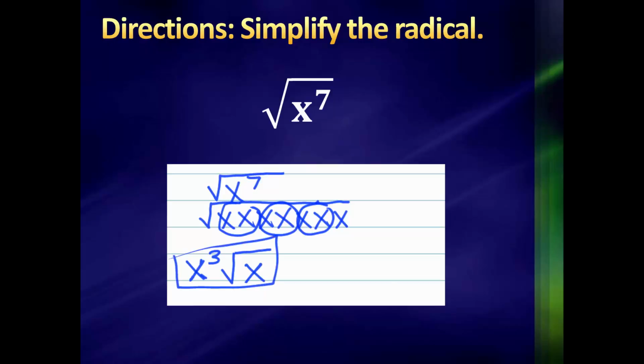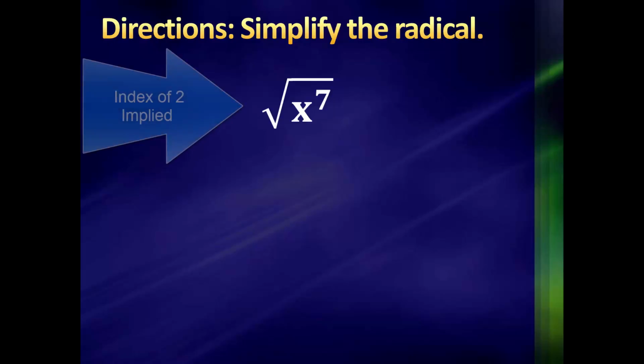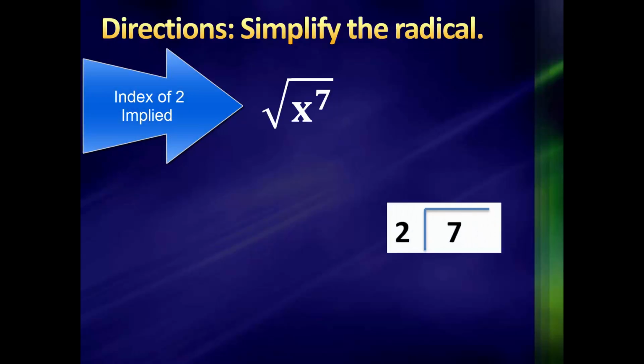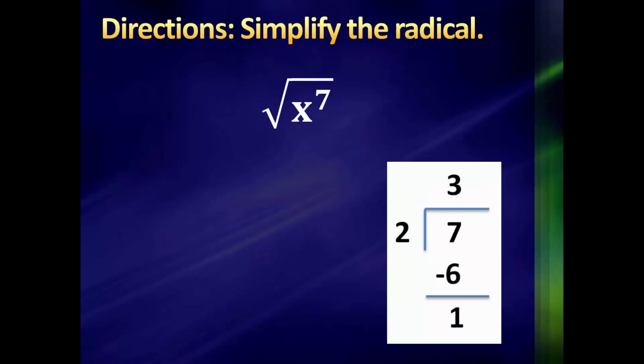Now, there is a shortcut whenever you're dealing with variables. Basically here, since this is the square root, it's got a root of 2 or an index of 2, we'd want to know how many times 2 could go into that 7 evenly. And 2 can go into that 7 evenly 3 times, like my x cubed. And there would have been 1 left over, like my radicand, just the x.